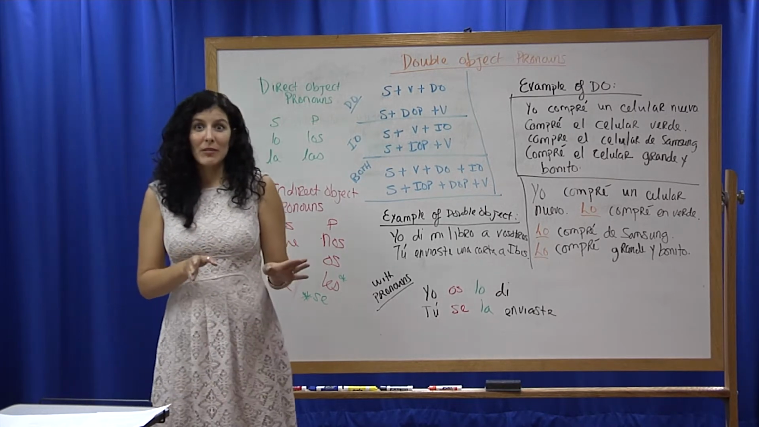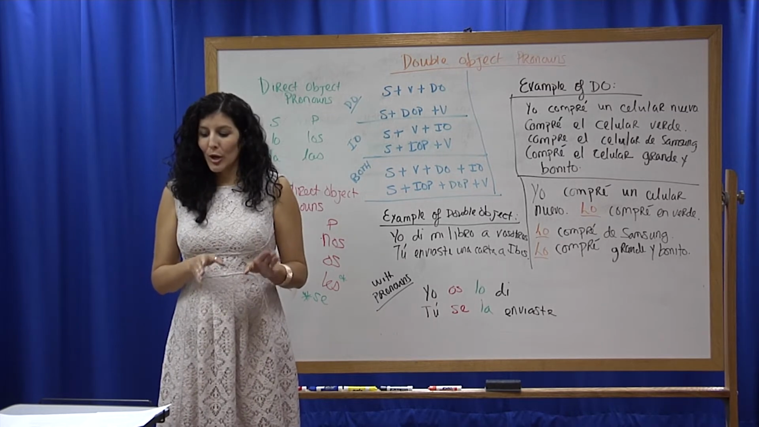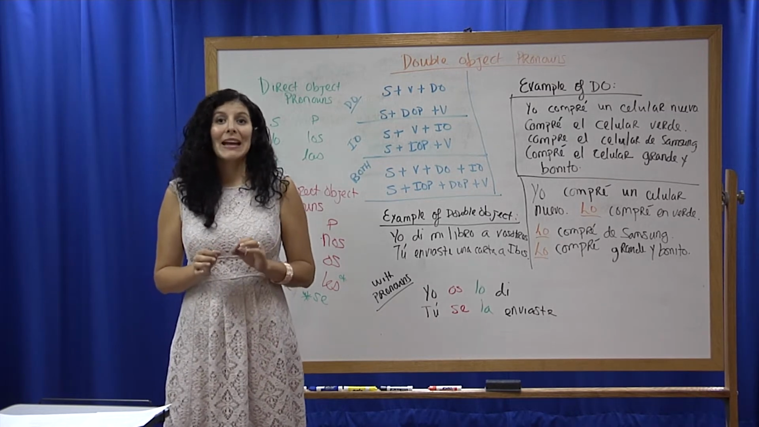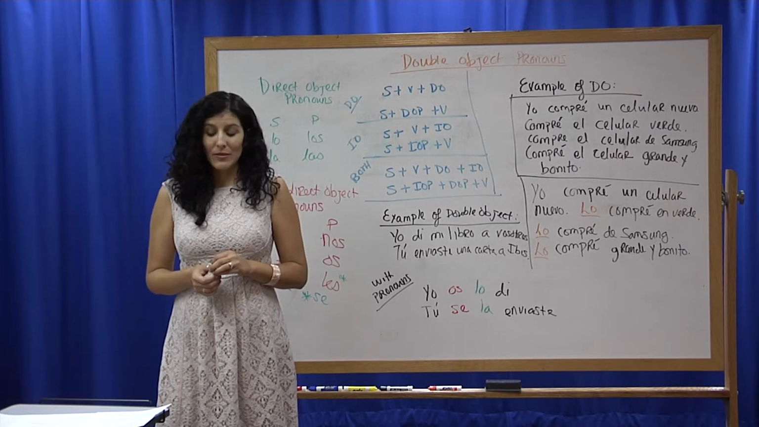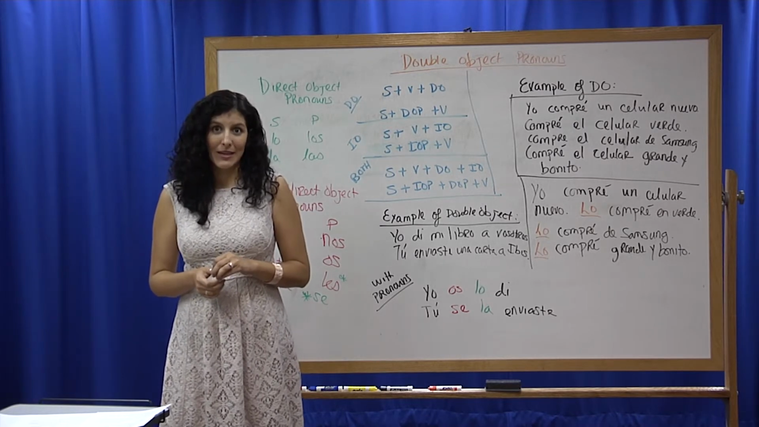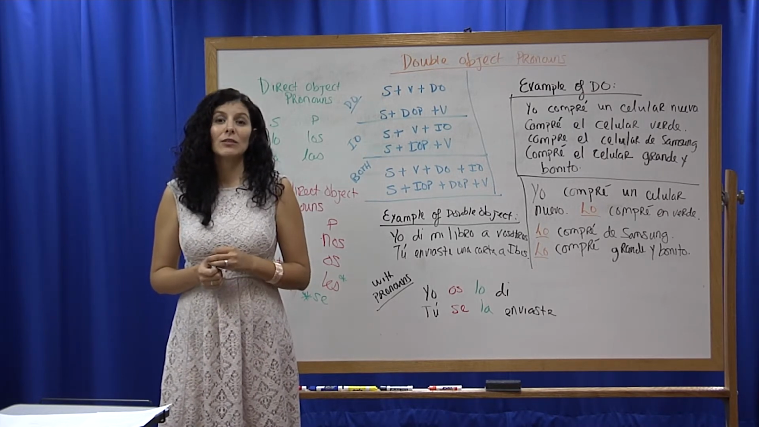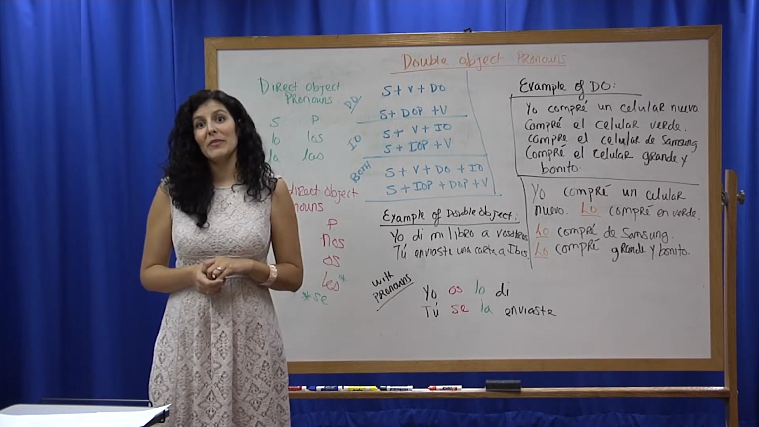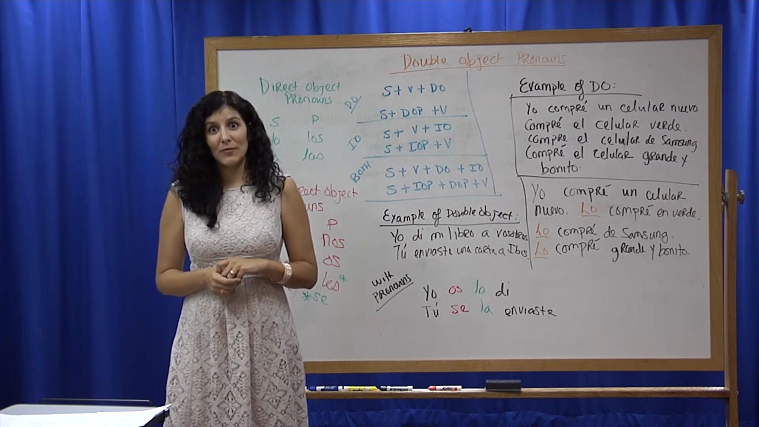Now, the direct object pronouns can be found in your book on page 232, and indirect object pronouns can be found on page 290. And if you would like to follow along and look at double object pronouns, those can be found in your book on page 294.